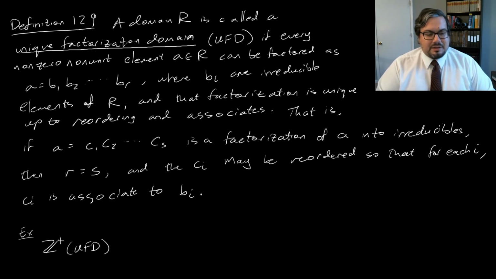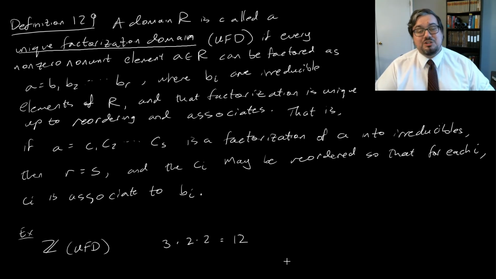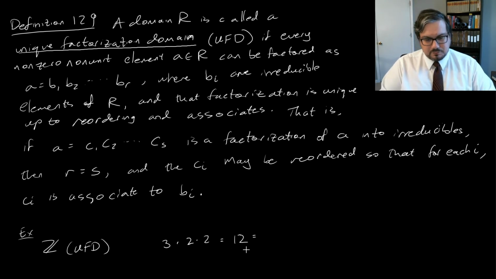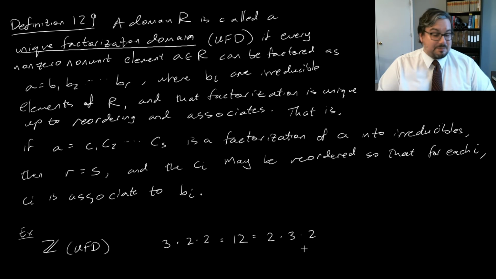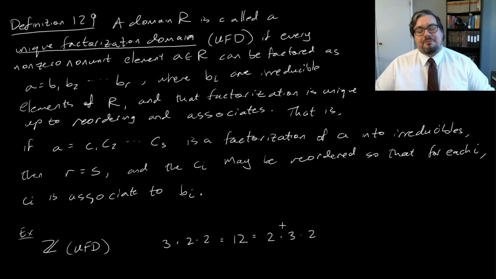we will note that if I look at the element 12, one factorization of 12 would be 3 times 2 times 2. That's a factorization of 12 into irreducible elements. Remember that in the ring Z, irreducible elements and prime elements are the same. And we could also write 12 as 2 times 3 times 2. So, of course, the order of the factors can be expected to change. We can't expect the ordering to be unique because we're in a domain, hence we're in a commutative ring.